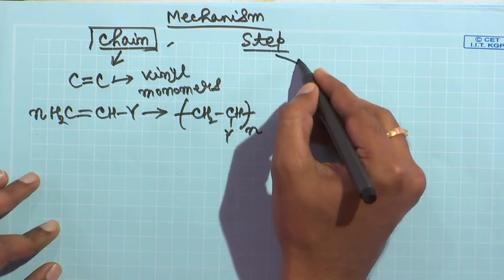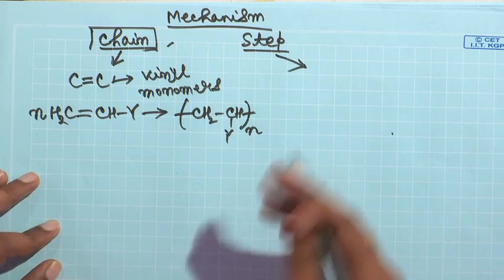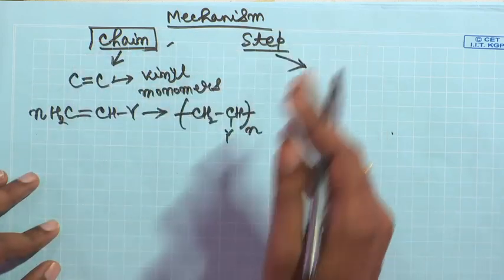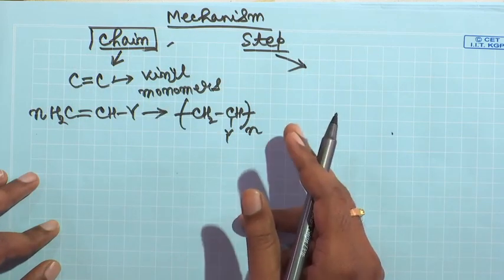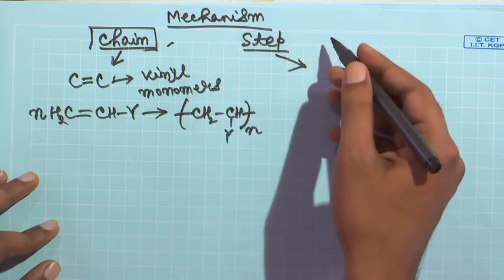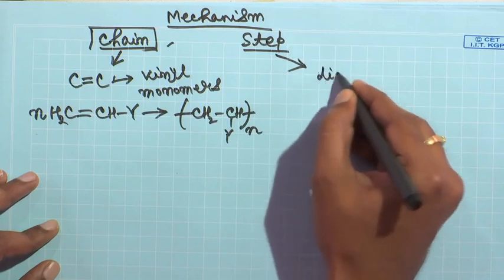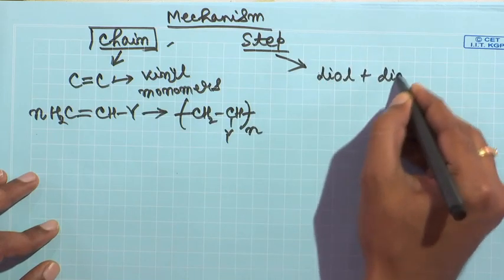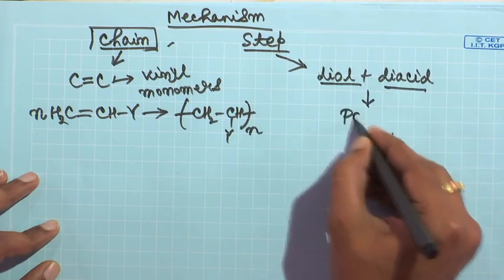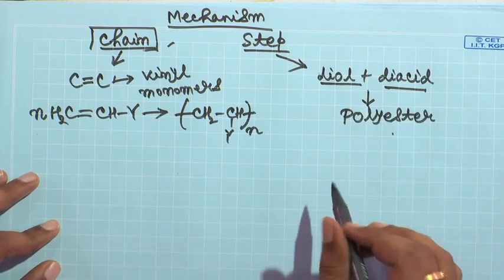The other process is step polymerization, the other mechanistic way of describing the different kinds of polymers. One is chain polymerization, one is step polymerization. Now, most of the condensation polymers are also step polymers. So, as I told you, if you are reacting a diol with a diacid, basically you have a polyester, the structure of which I have drawn previously.